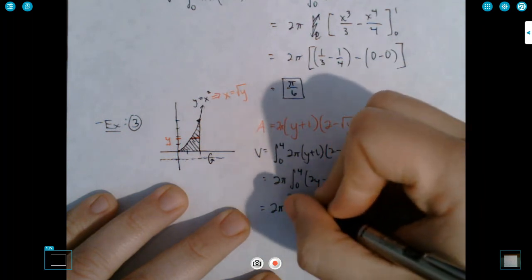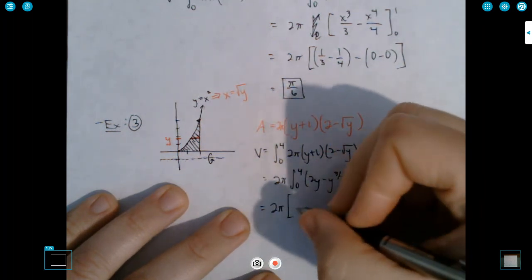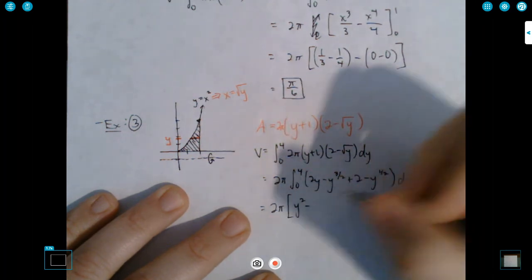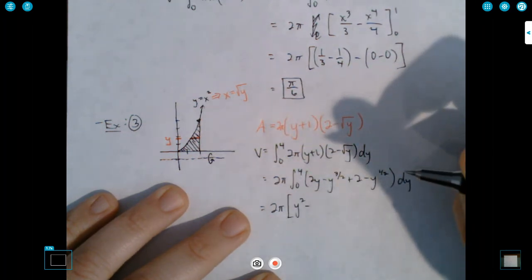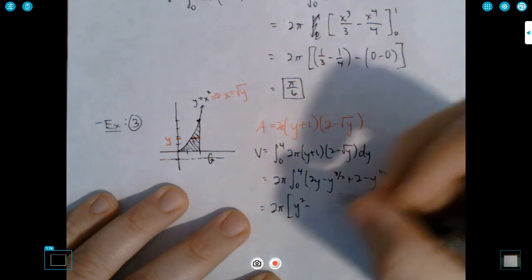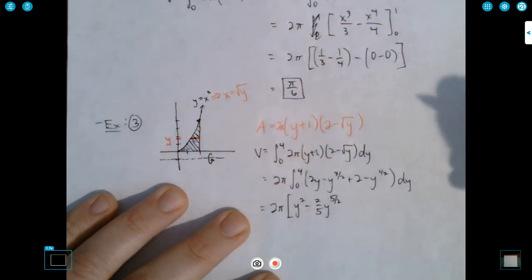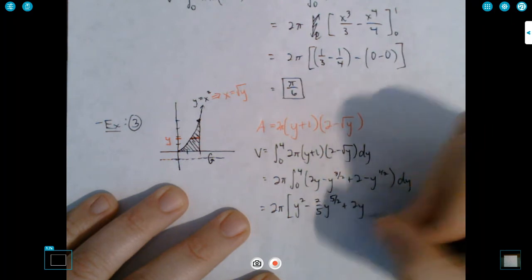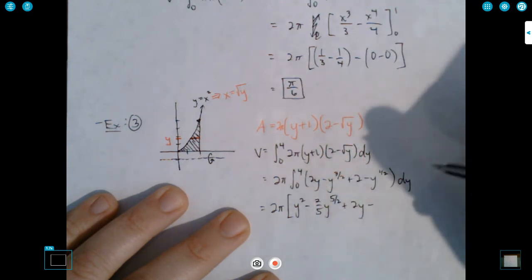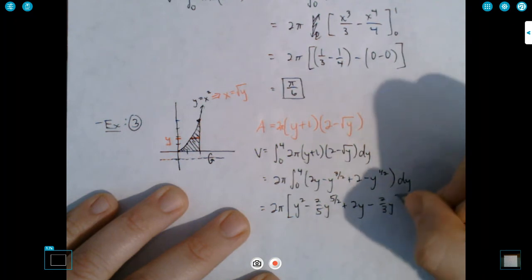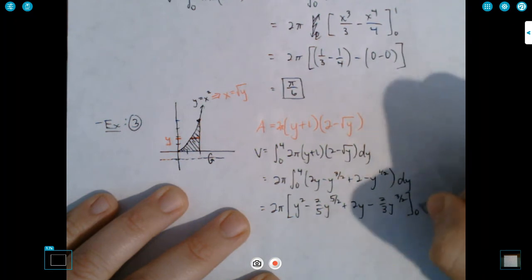So this is 2 pi. This is going to be y squared minus y to the 5 halves divided by 5 halves, so 2/5 y to the 5 halves, plus 2y minus y to the 3 halves divided by 3 halves, so 2/3 y to the 3 halves, evaluated from 0 to 4.